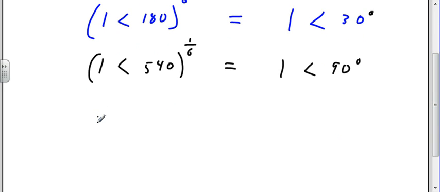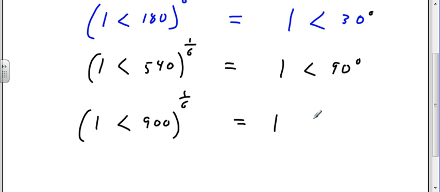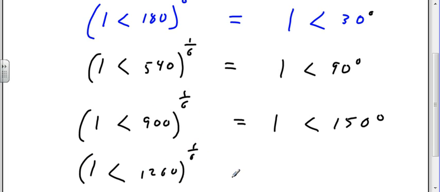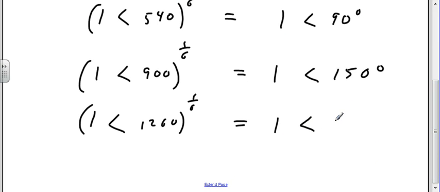Then I'm going to go for the next one. 1 angle, add 360 to that guy: 900. Raise to the 1/6, and that's going to be 1 angle 150. And then 1 angle, add 360 again, and I got 1260. Raise to the 1/6, and that's going to be 1 angle 210.